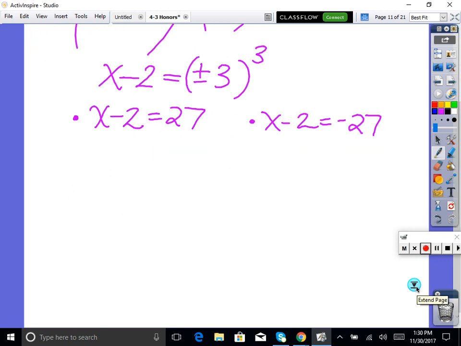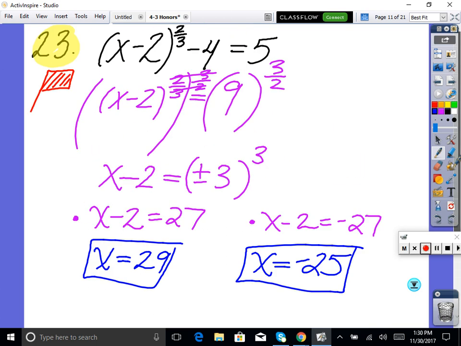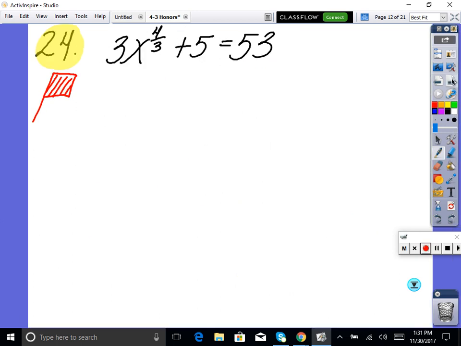So now solve. We'd add 2, so x equals 29. We'd add 2, so x equals negative 25. Then we would make sure to check both of those in our original problem. When you're solving and you take an even root, you need to put a plus and minus. Okay. Do you want to go through the checking, or do you think you're pretty confident with checking? Okay, cool. Then I'll just let you go for it.